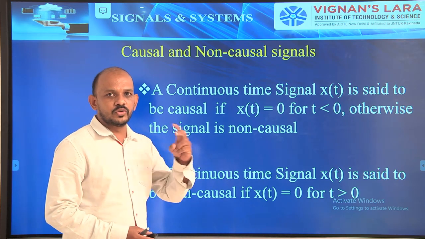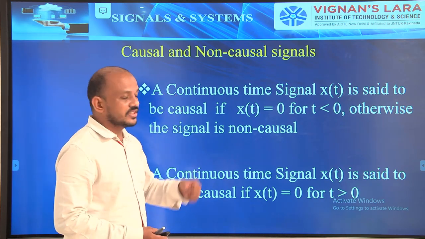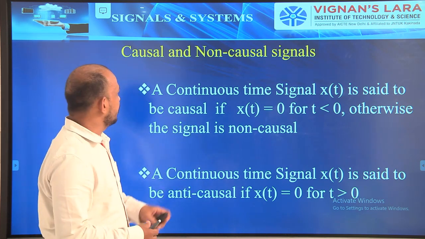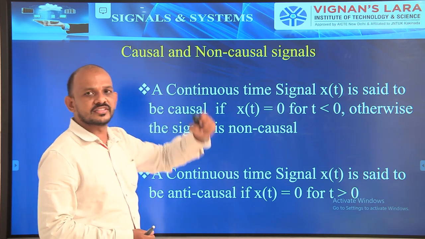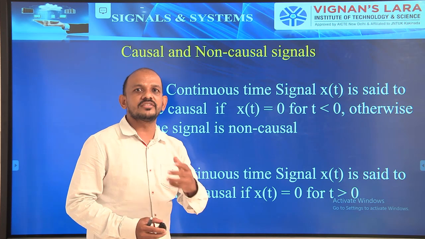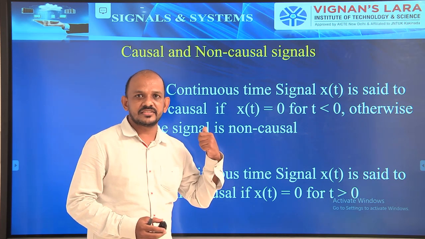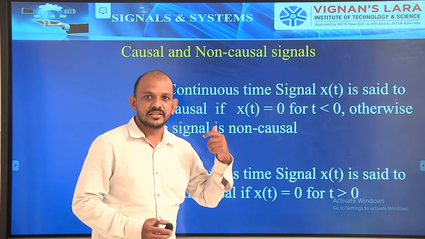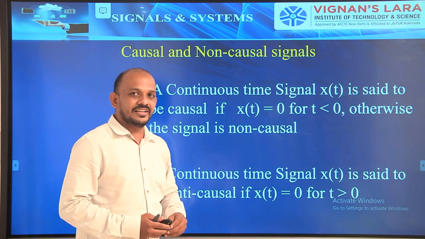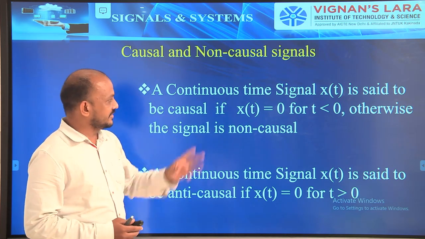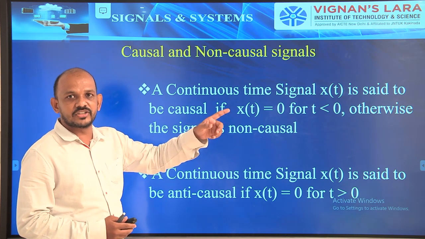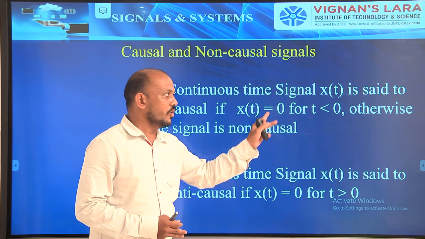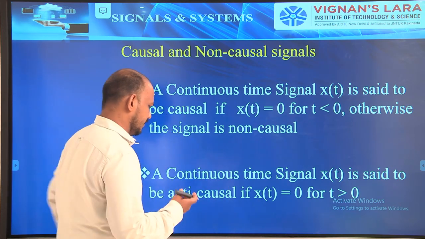We have left only two classifications, that is causal and non-causal, and the last one, real and imaginary signals. So now I am going to explain causal and non-causal signals. You all already know what a causal signal is because I explained it in the last class. Can anyone tell me what a causal signal is? A signal is said to be a causal signal if x of t equals 0 for t less than 0. Simple.